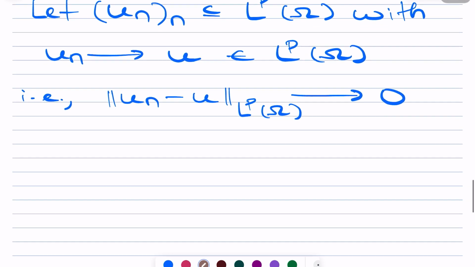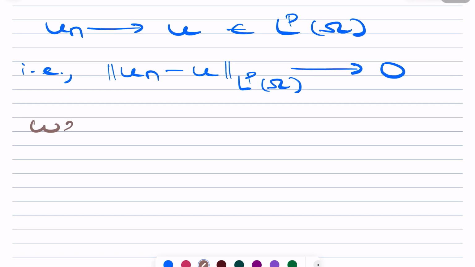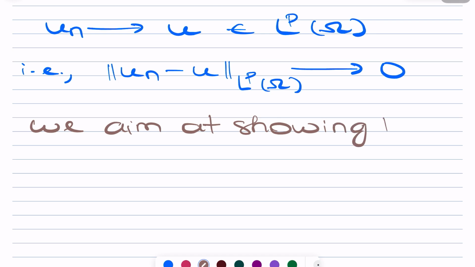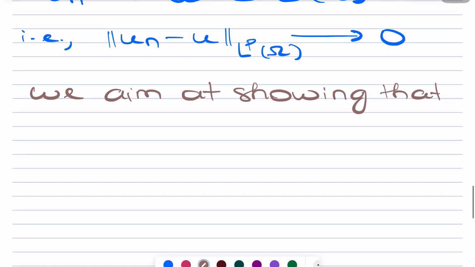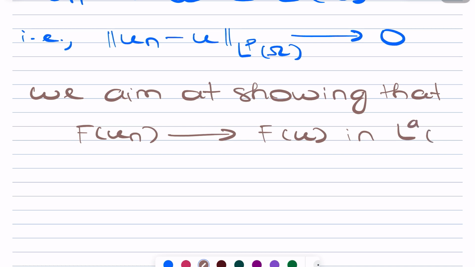So let me just write it. We aim at showing that f of un converges to f of u. But remember, f of un is valued in LQ of omega, so we are showing that this goes to this in LQ of omega.